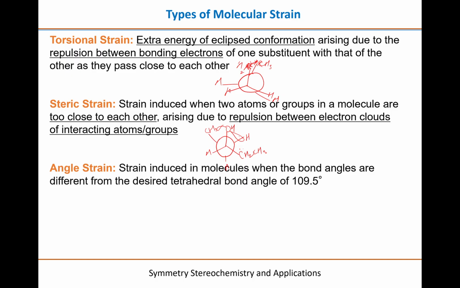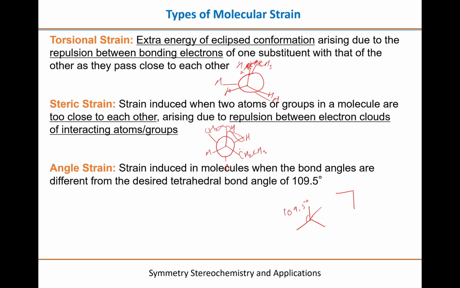Now the next one is angle strain. Angle strain is a strain when the molecule is cyclic. Most of the time it is cyclic. So suppose the angle of a tetrahedral bond is 109, correct? This is the way. So this angle is 109.5 degrees. So the C-C bond angle is 109.5.